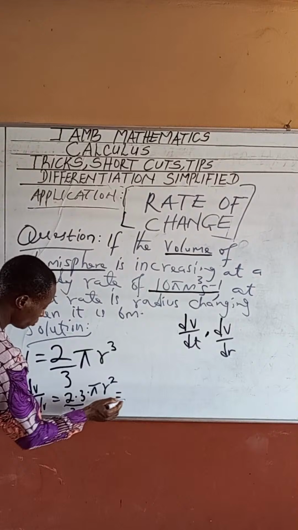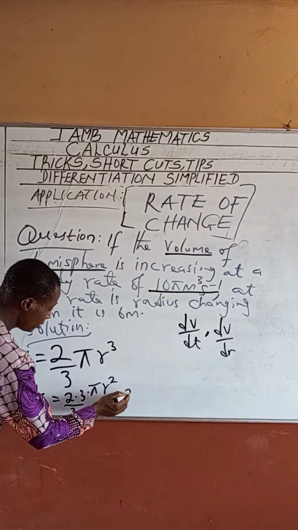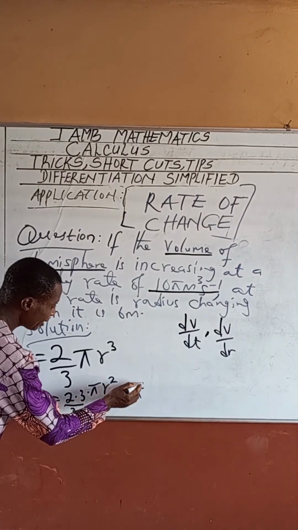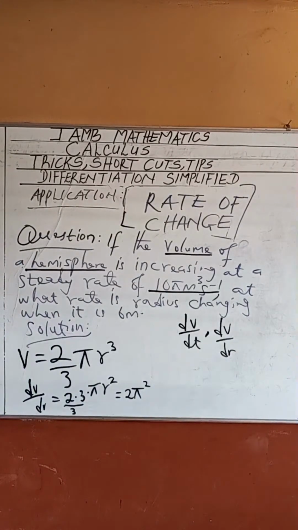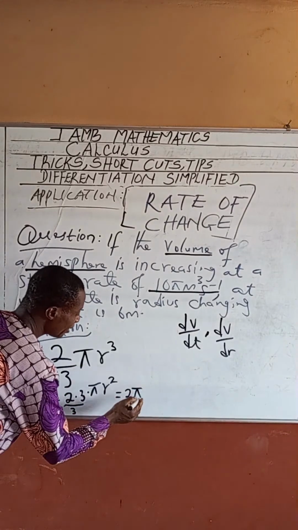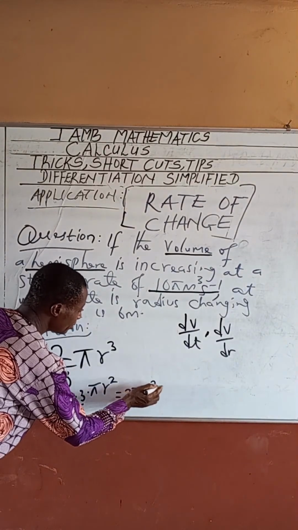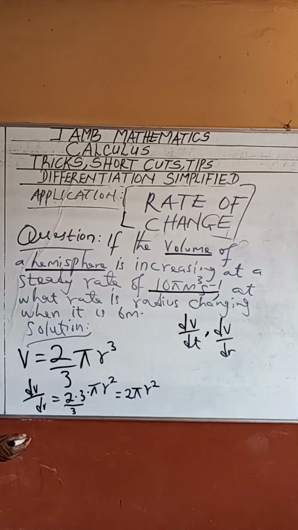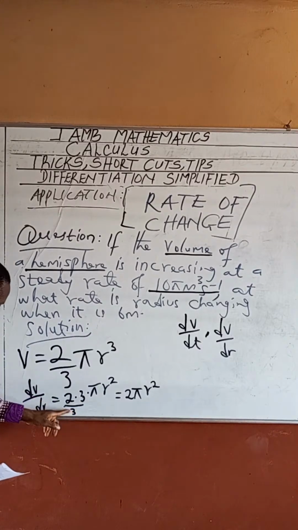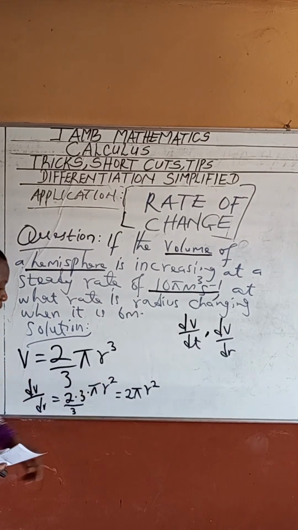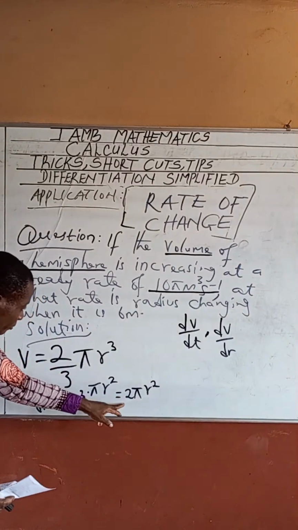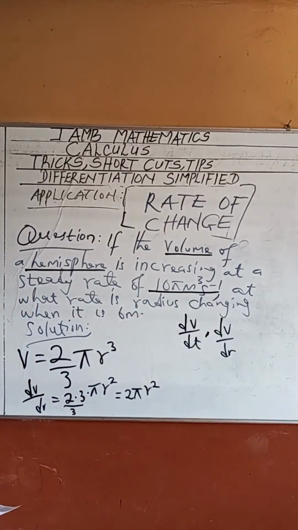We will now be left with what? 2 pi r squared. That's what we're going to have because the 3 has cancelled this 3. So we are now left with 2 pi r squared. This one now is the rate of change.